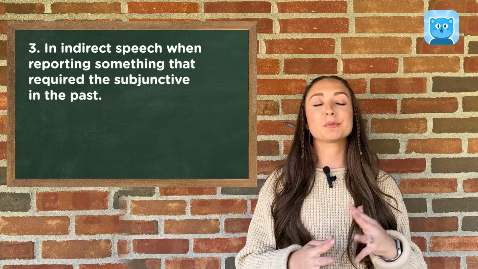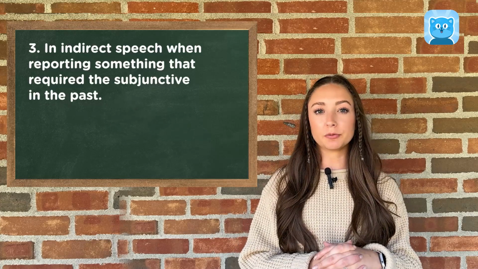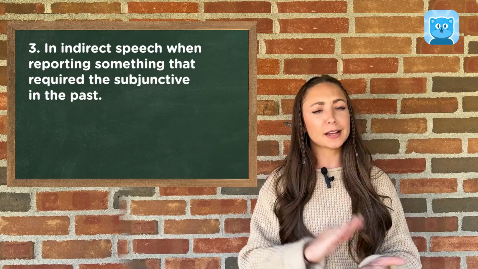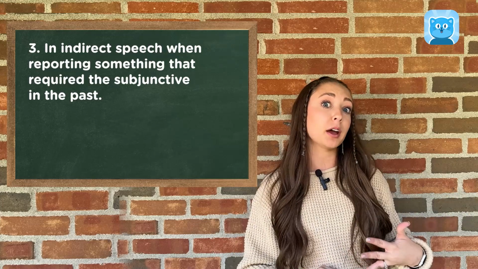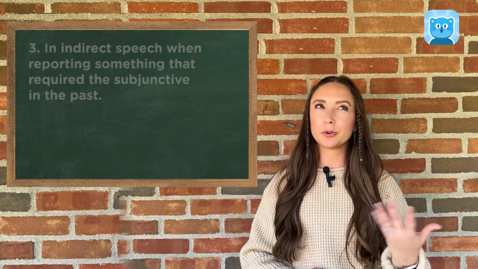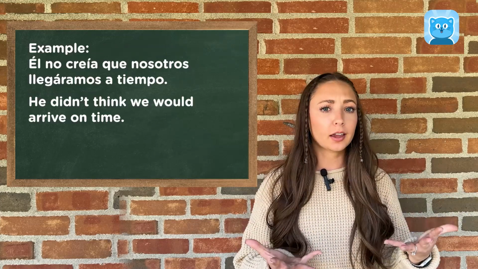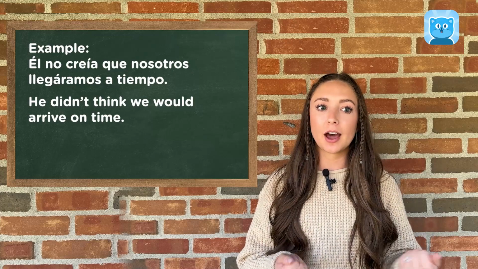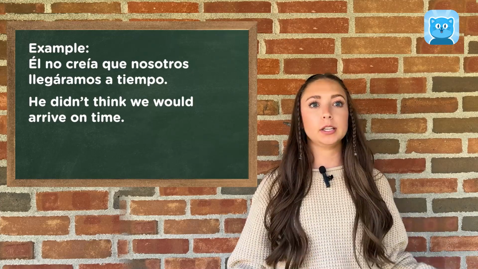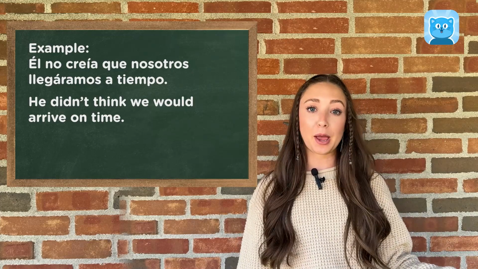And the third context in which we would need to use the past subjunctive would be when we are reporting or retelling something that somebody else had told us in the past. So for example, él no creía que nosotros llegáramos a tiempo. He didn't believe that we would arrive on time. Now that we know the general context in which we would use the past subjunctive, let's talk about how to form it. Lucky for you guys, once you get the hang of it, it's pretty straightforward.